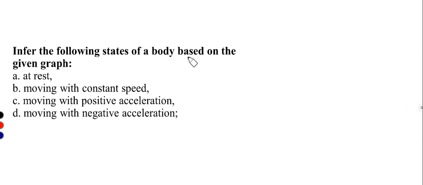Today we have a question where it says: infer the following states of a body based on the given graph. We will discuss four cases in a speed-time graph. The first is when the body is at rest, then when the body is moving with constant speed, when the body is moving with positive acceleration, or when it is moving with negative acceleration. We'll cover all the cases using different types of speed-time graphs.